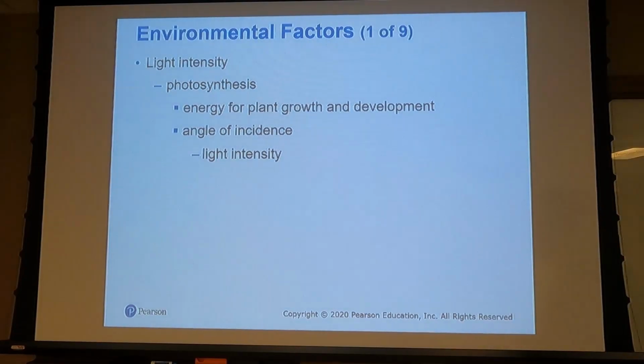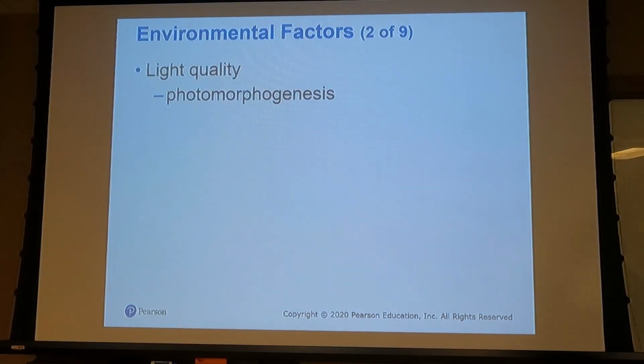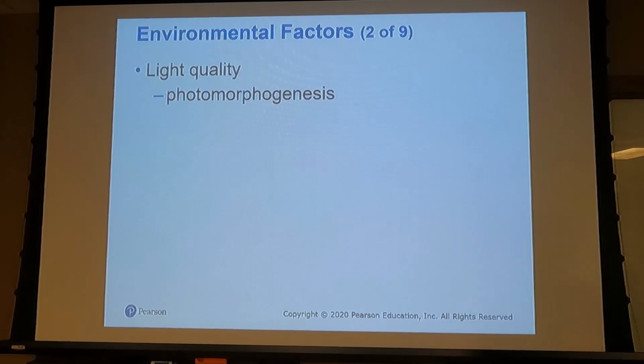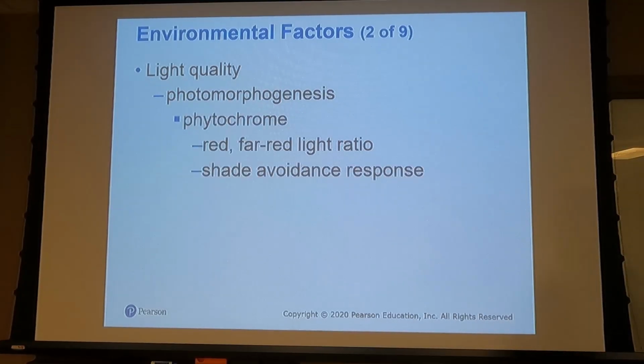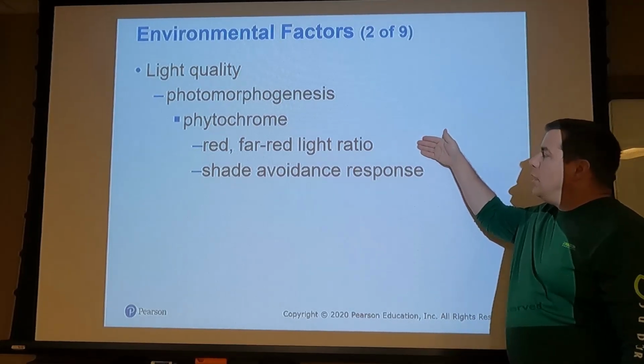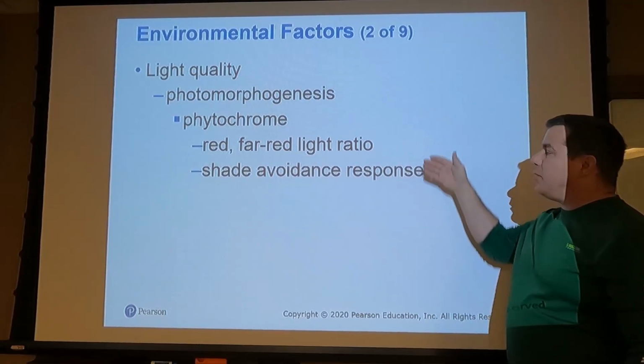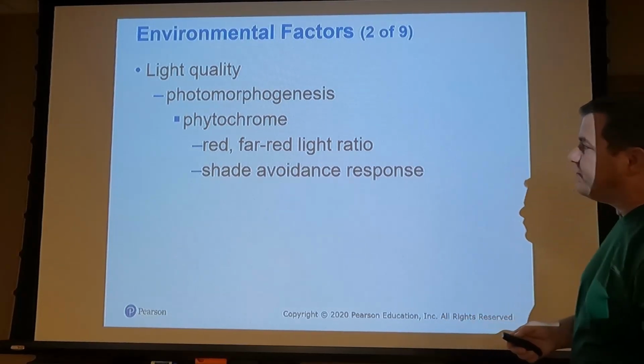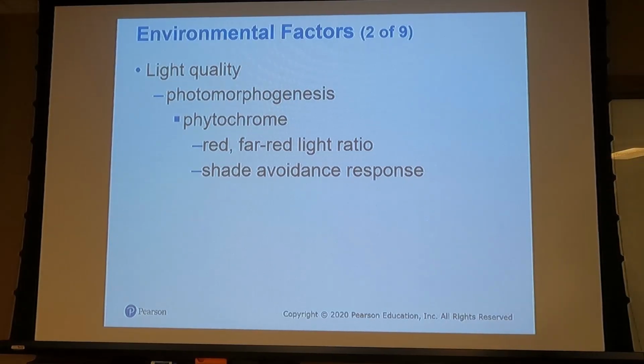And that goes along with the light intensity. Next we have light quality, which is going to influence our photomorphogenesis. We have this thing called phytochrome, which is kind of the shade avoidance response. And so phytochrome is what is part of photosynthesis, and it is what is going to induce plant growth.